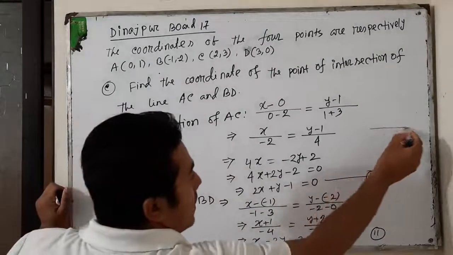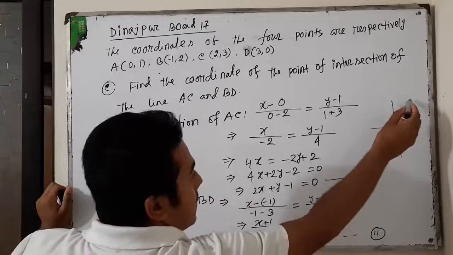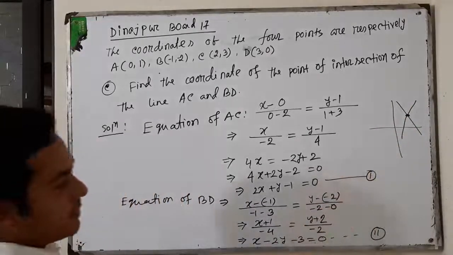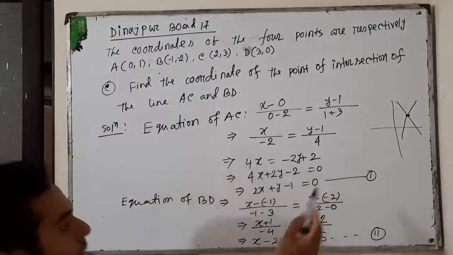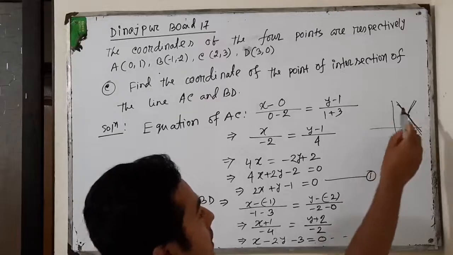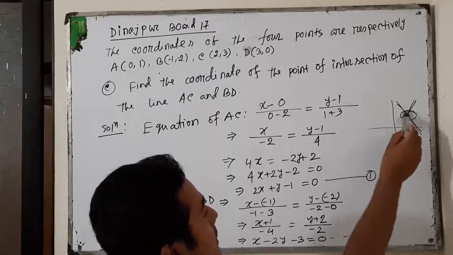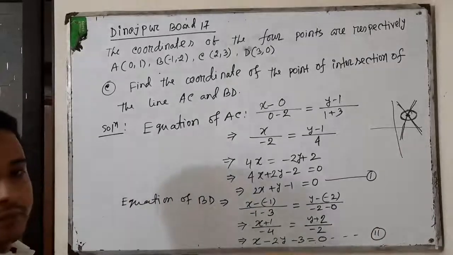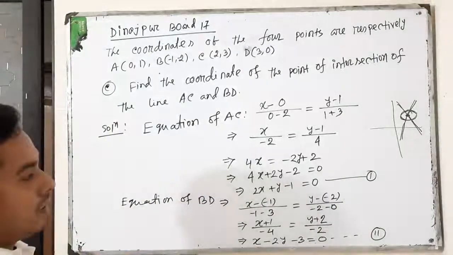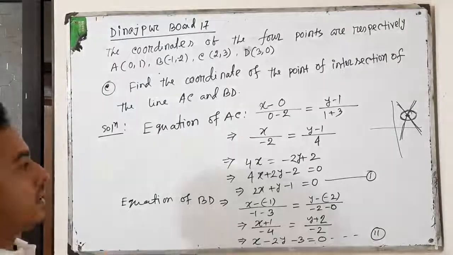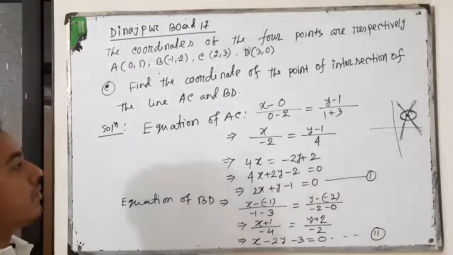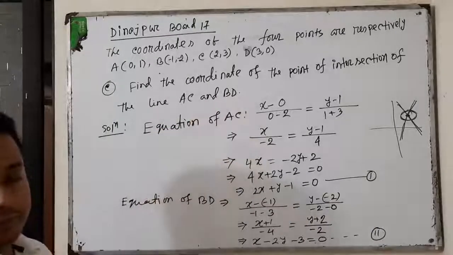Just think of it: this is one straight line and this is another straight line. If the two straight lines intersect, then their intersecting point is the solution of those two straight lines. So the intersection of two straight lines is the solution of the two equations. At first, we need the equation of AC and the equation of BD.